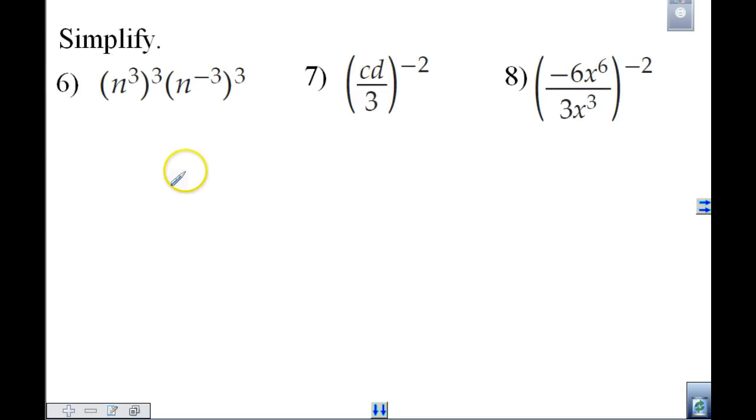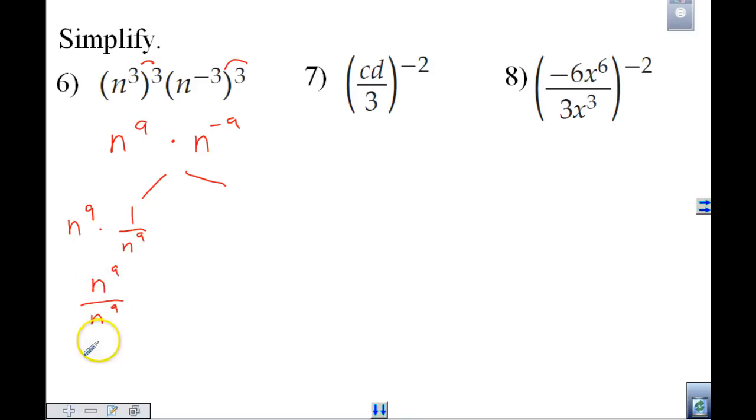Lastly, look at some of these with the negatives. A couple multiplying, right? n to the 9th times n to the negative 9th. Okay. 2 directions we can go. We can now say that's n to the 9th times 1 over n to the 9th, because negative exponents are just fractions, right? So that would make it n to the 9th divided by n to the 9th. What does that equal? 1. What's the other way?